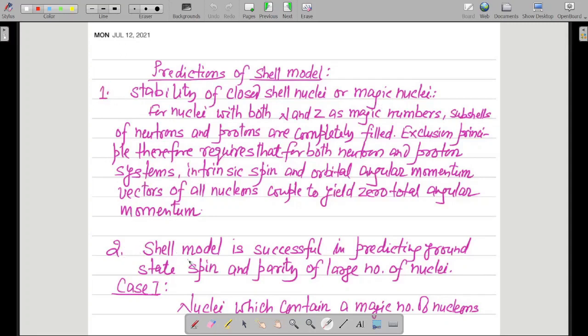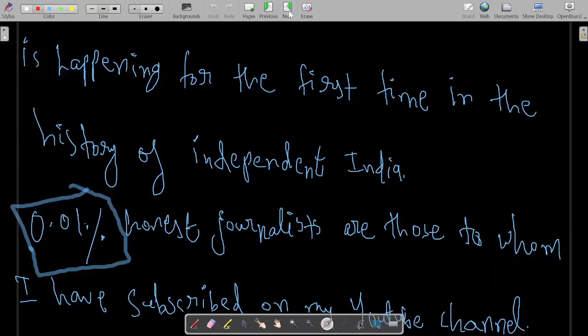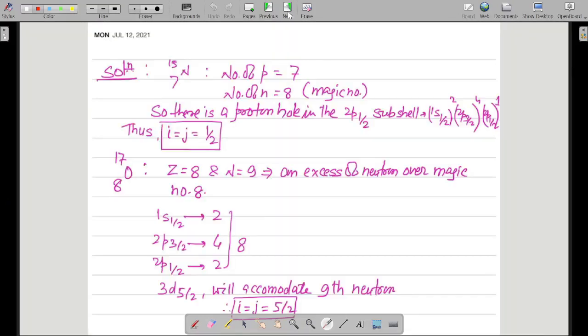And point number two was as follows: the shell model is successful in predicting ground state spin and parity of a large number of nuclei. This we had already learnt in the previous lecture, and case number one we had already learnt. Now we are going to move on towards our case number two.